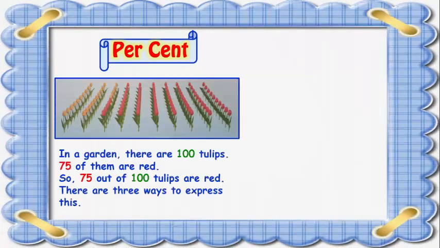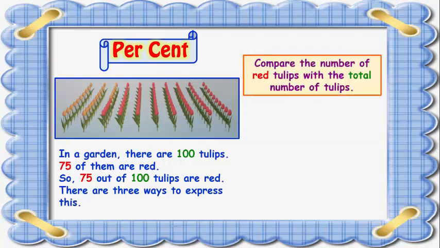Percent. Look at the picture. In the garden, there are 100 tulips. 75 of them are red. So, 75 out of 100 tulips are red. There are 3 ways to express this.